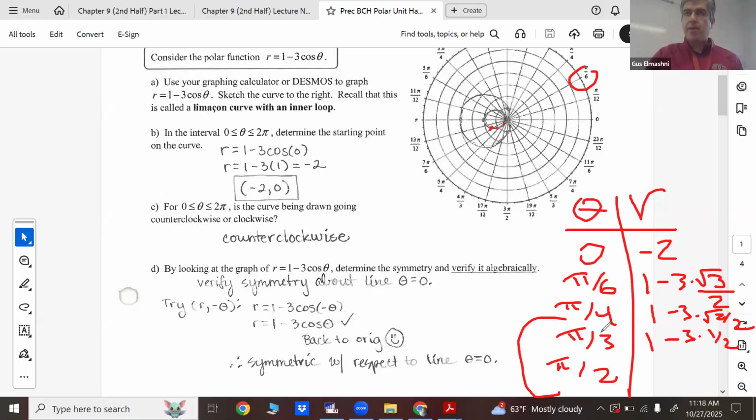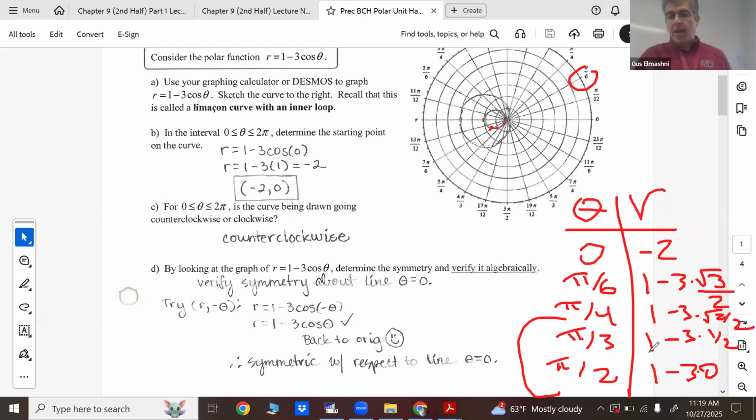Pi over 2, what's cosine of pi over 2? So 1 minus 3 times 0, which of course is just going to be 1. So if this were -0.5 at pi over 3, the r value is 1 at pi over 2. Between pi over 3 and pi over 2, I expect r to equal what? Would r equal 0? Yes, exactly. R has to equal 0 in between these two values. Pi over 3 is roughly 1.05. Pi over 2 is 1.57. So when I solve part E, when I ask for the zeros of the polar function, I'm going to expect the answer somewhere between pi over 3 and pi over 2. We'll do that in a moment.